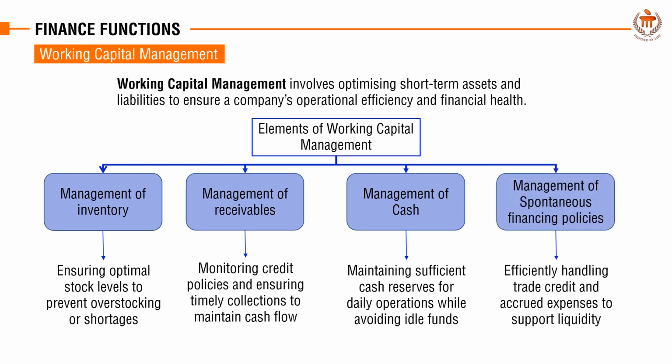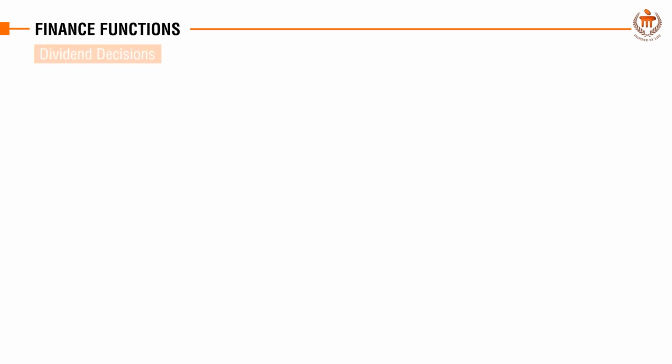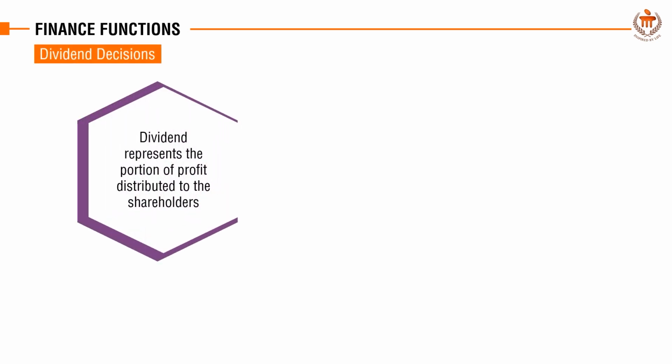Management of spontaneous financing policies, efficiently handling trade credit and accrued expenses to support liquidity. These elements collectively enhance liquidity, reduce financing costs, and contribute to overall profitability and stability. Dividends represent the portion of a company's profits distributed to shareholders as a reward for their investment.